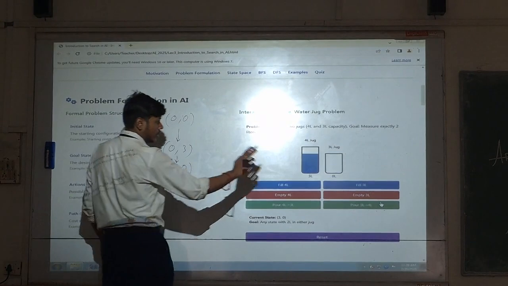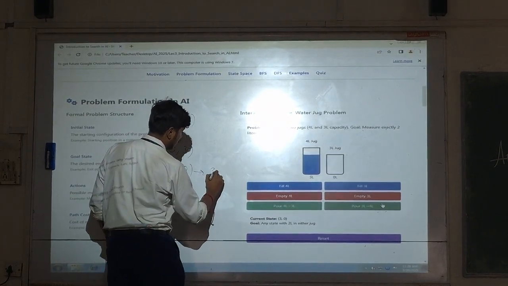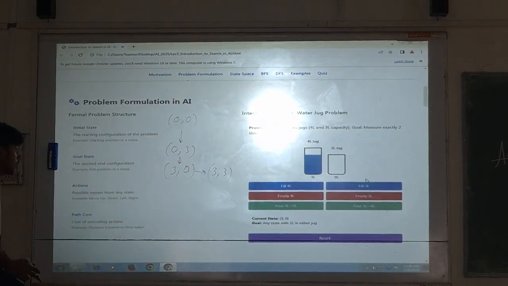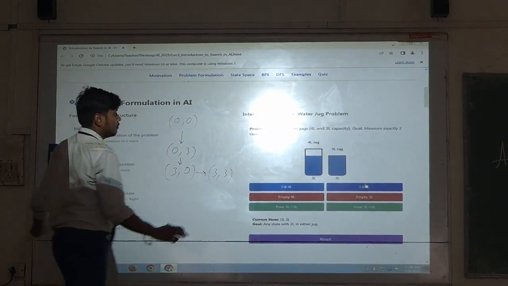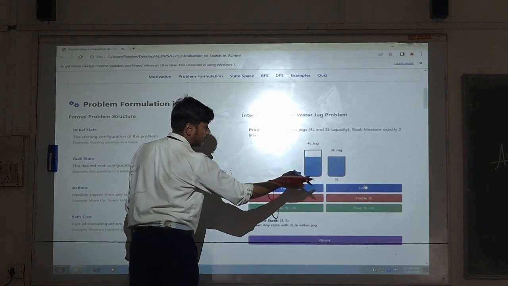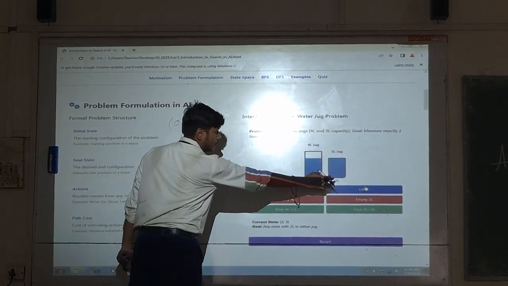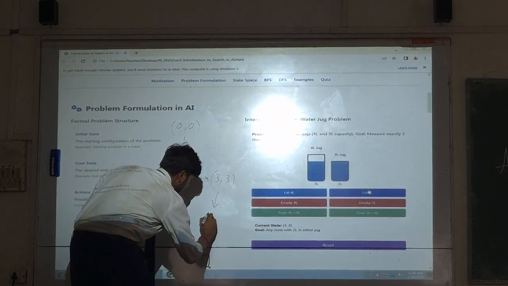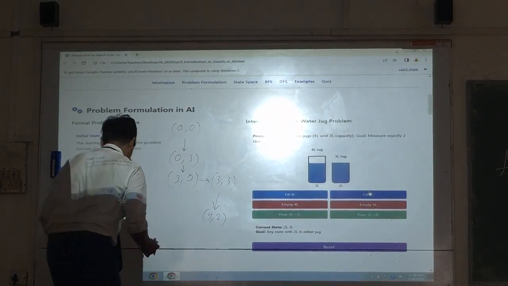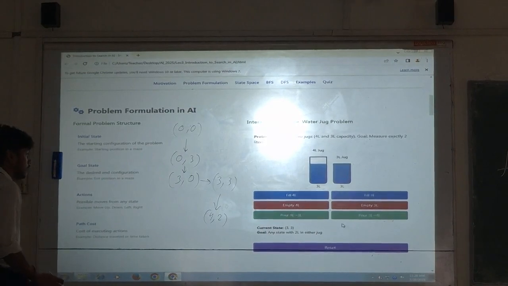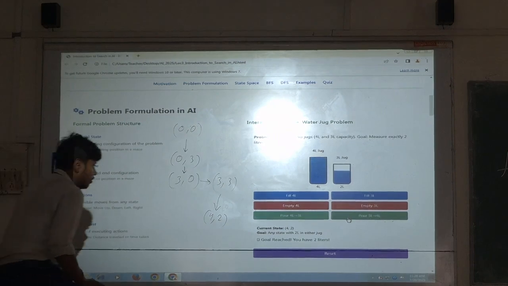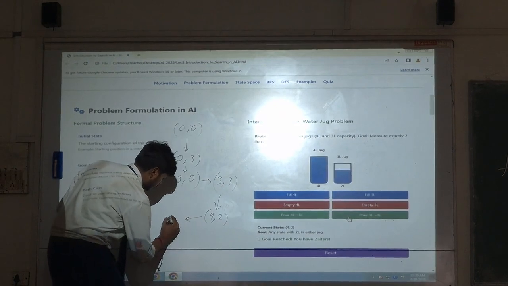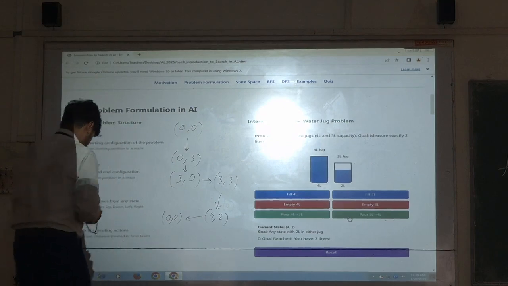Then we will fill the 3 liter jug up again. So we are moving to 3, 3. We have 3 liters in both of the containers. Okay. We have 1 liter of space in the 4 liter jug and we have 3 liters in the 3 liter jug. So if we remove 1 liter from there and put it in the 4 liter jug, then we have 2 liters in the 3 liter jug. So we move on to 4, 2. Now we can either keep it here or we can empty the 4 liter jug as well. We go to 0, 2.